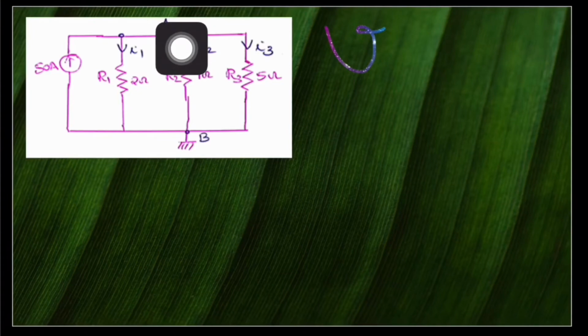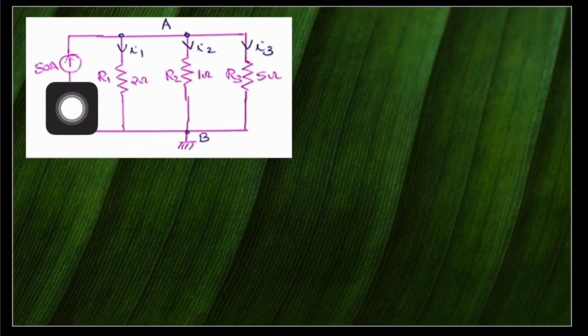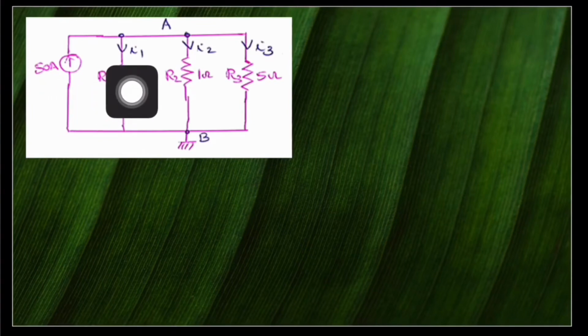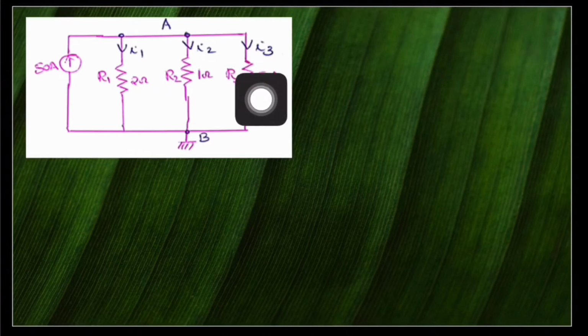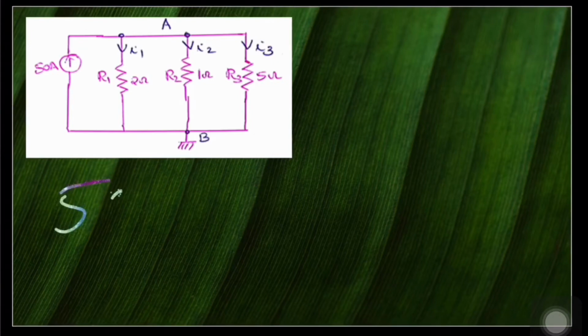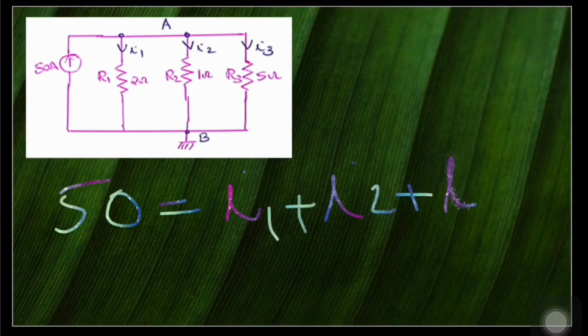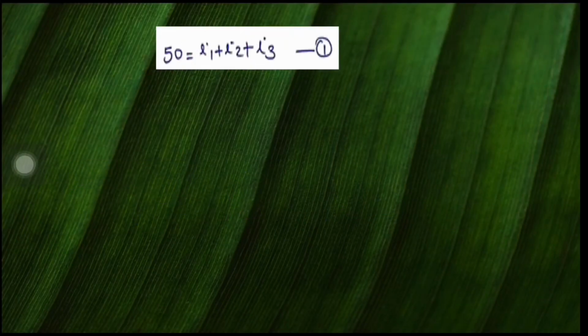Let V be the potential at node A. When you look at node A, you can see there is one incoming current 50 ampere and three outgoing currents I1, I2 and I3. As you know, by KCL, sum of incoming currents at a node is equal to sum of outgoing currents at that node. So we can write 50 is equal to I1 plus I2 plus I3, which is labeled as equation number 1.